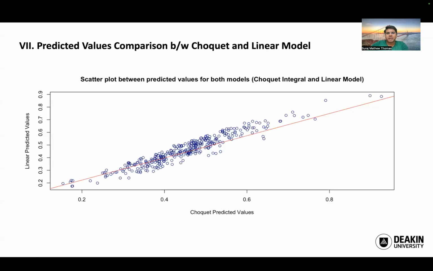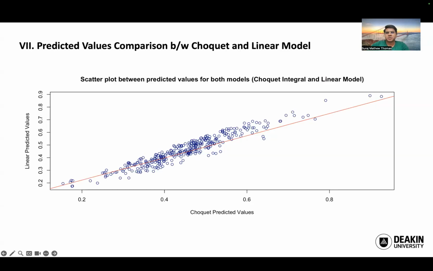Now, if you compare the predicted values between the Choquet and linear models, you see that they are performing almost the same. The linear predicted values and the Choquet predicted values across the linear line are almost the same. I mean, there is very minimal difference if you see these overlaps that are happening over there, right? So this is what I wanted to cover, okay?